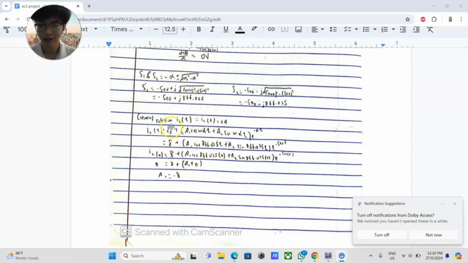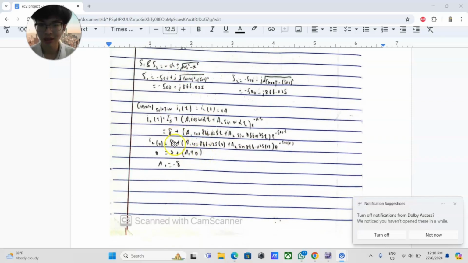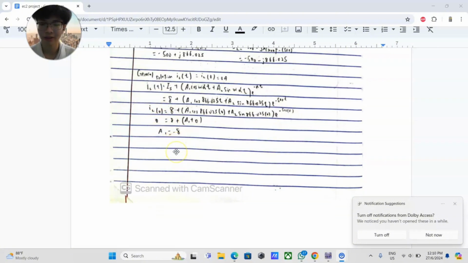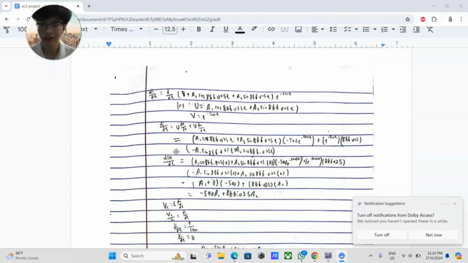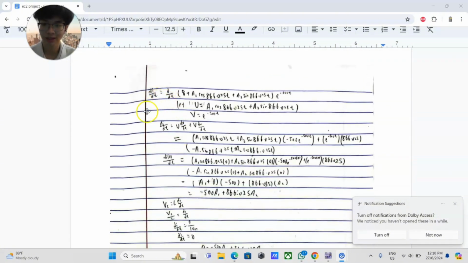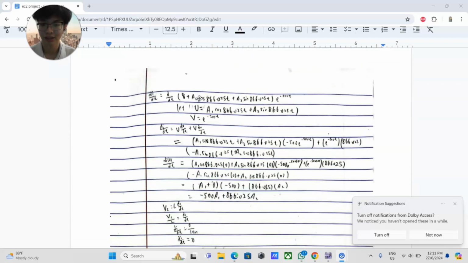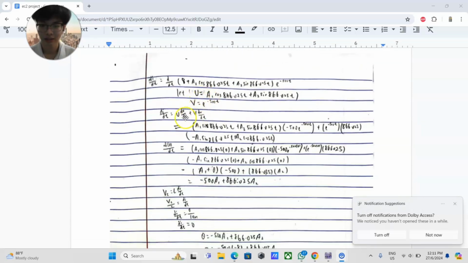After we substitute all the values inside, and substitute the initial condition t equal to 0, I can get A1 equal to negative 8. After that, we need to find di/dt. This thing is i, right? And we just use this formula, d(uv)/dt equals u dv/dt plus v du/dt.